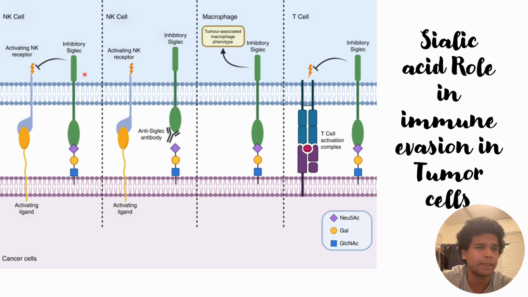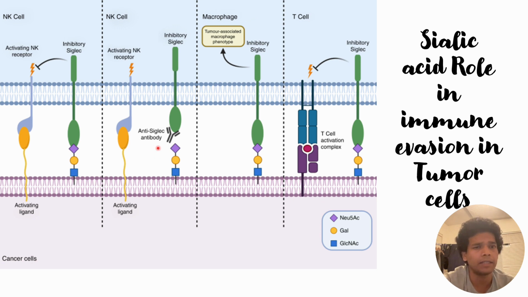Some of the ways are presented here. When the natural killer cells try to activate the signal within the tumor cells, the inhibitory siglec, which usually binds to the sialylated structures expressed on the cell membrane of the tumor cells, will inhibit the activating signals from the NK receptor.